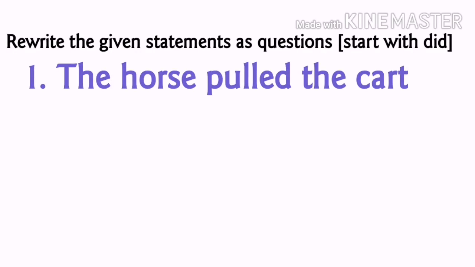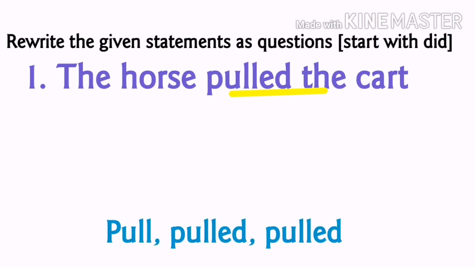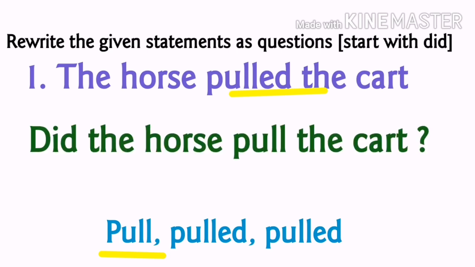Now I'll give some sentences. What you have to do is rewrite the sentences to start with did. Don't worry, it is a very simple technique we have to use. Let's see. The horse pulled the cart. Which is the verb in the sentence? Pulled. Let's see the three forms of the verb, that is pull, pulled, pulled. We have to use the first form. So the sentence will be like this: Did the horse pull the cart? And don't forget to write the question mark. So write down in your notebook.